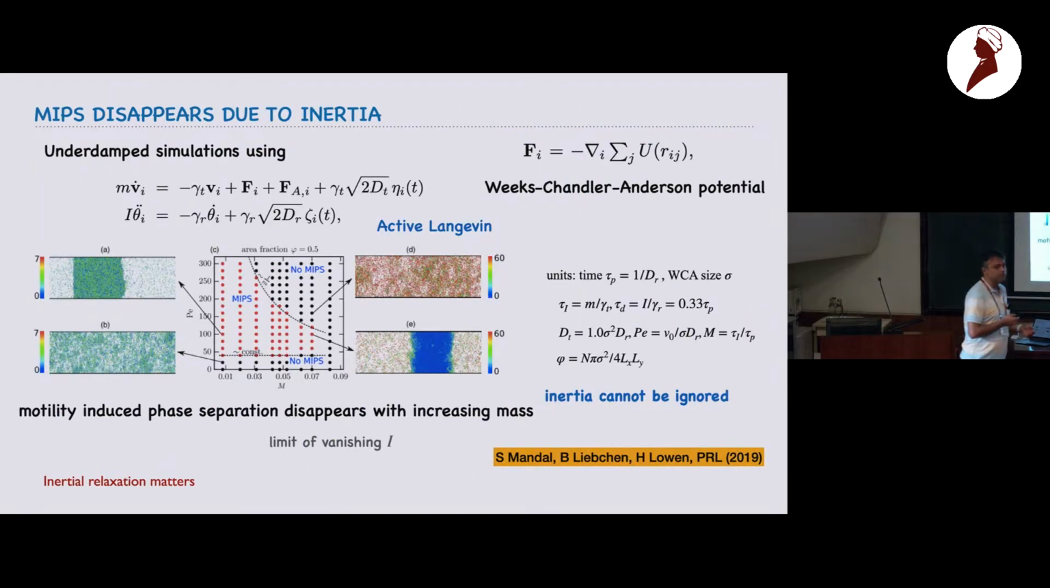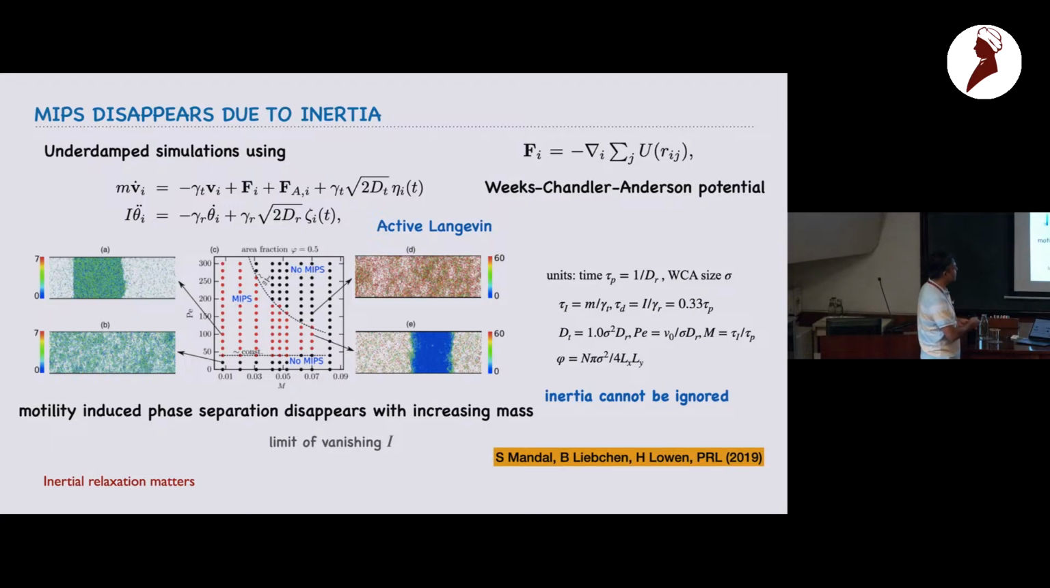So this was in the overdamped system. This nice motility induced phase separation happened. But then later on it was figured out that if you put inertia in this system, even if the inertial time scale is relatively small with respect to the persistence time, so I'm showing this phase diagram.